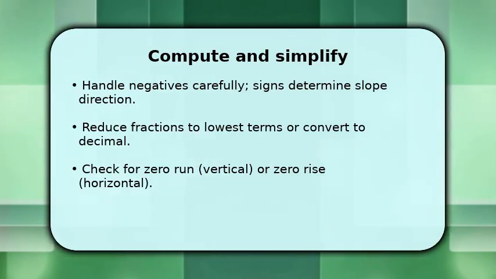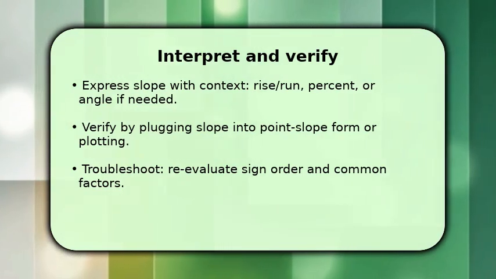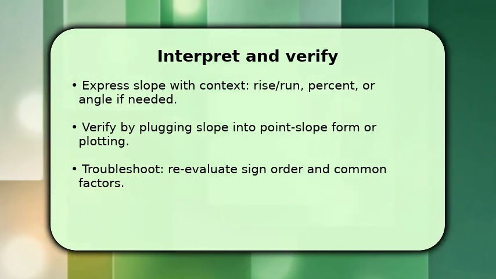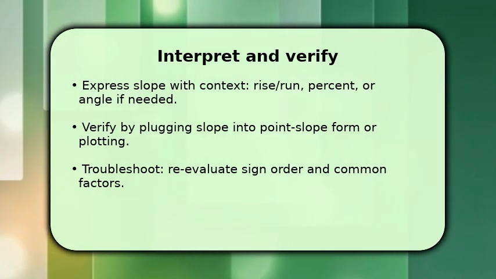Finish by interpreting what the slope tells you about the line. Positive means rising left to right, negative means falling, 0 is flat, and undefined is vertical.